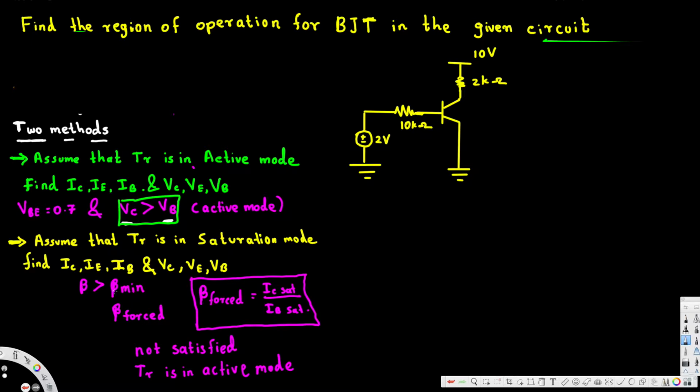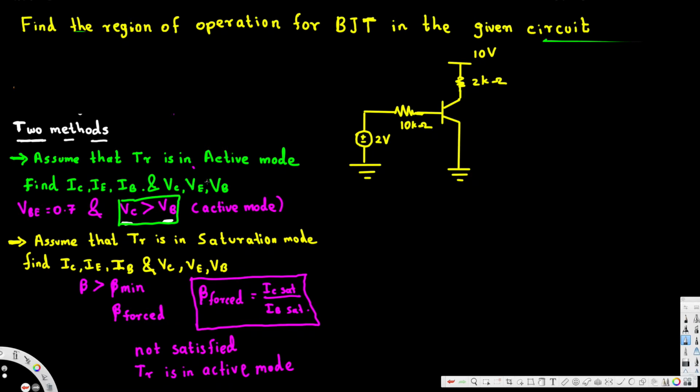And also we can find this out using saturation mode. In saturation mode, we have to calculate beta forced first, which is beta minimum. To find this, we have to find IC and IB, and if the ratio, beta forced, is less than beta, then this is in active mode. If it's not, it's in saturation mode. So there are two methods we can use, but here we are going to use the active mode.